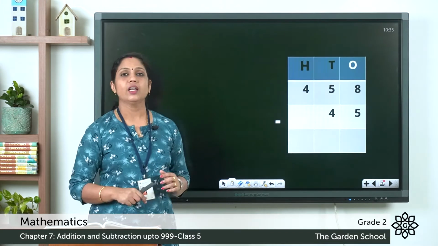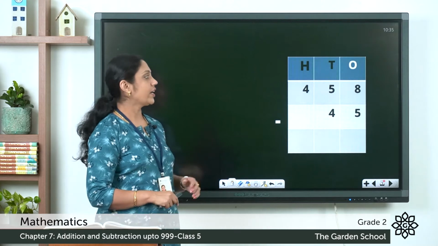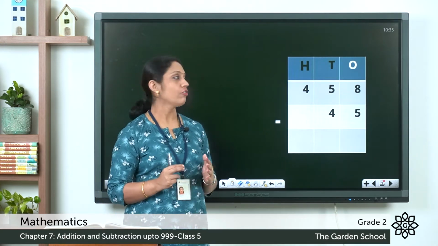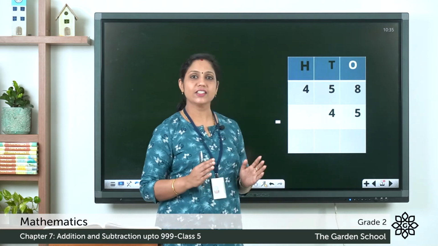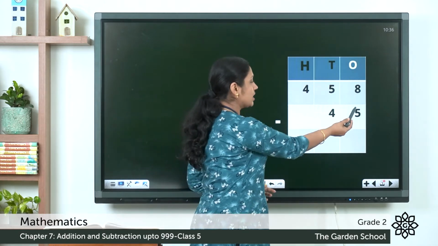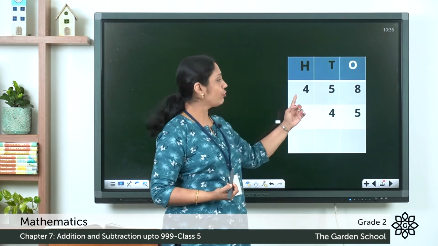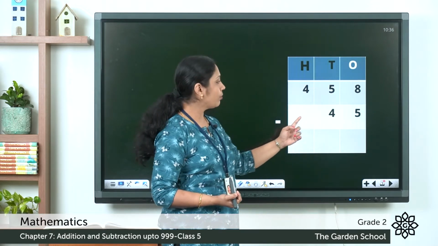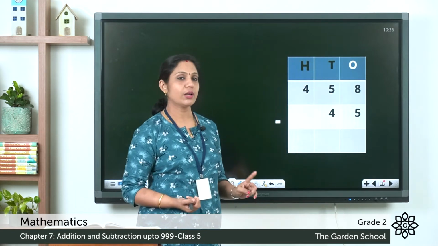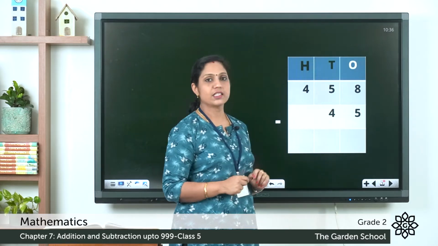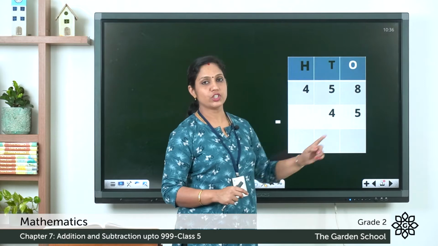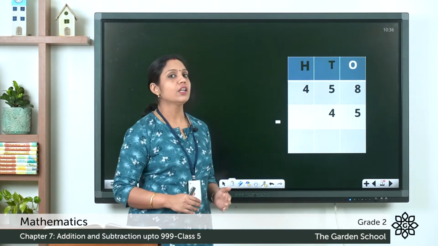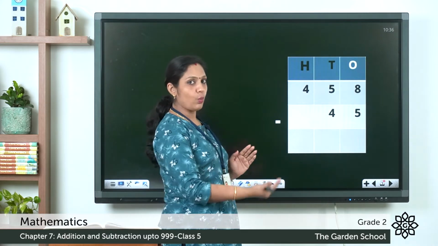So let's start. Here you can see the numbers 458 minus 45. 458 is a 3-digit number. We have ones, tens and hundreds in the number 458. And look at the number 45. It is a 2-digit number. We have ones, tens. Now we have to subtract. So here you can see a 3-digit number and a 2-digit number. So now let's start. Always we'll start from the ones position.